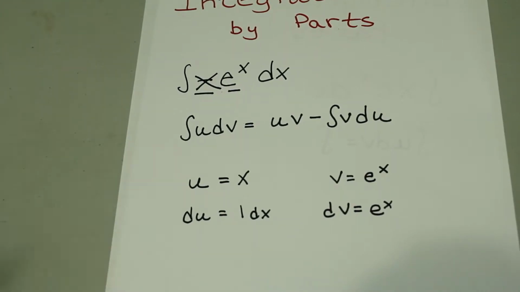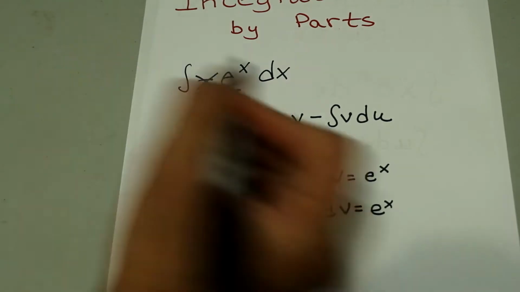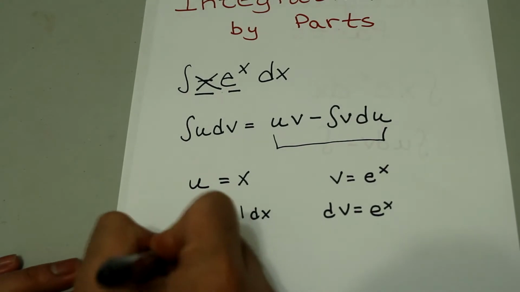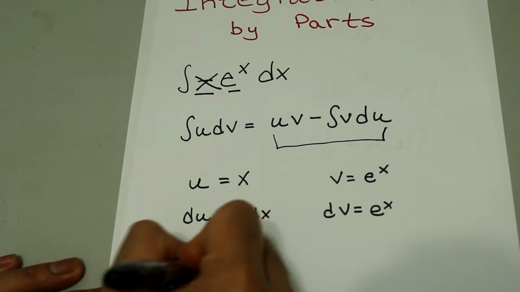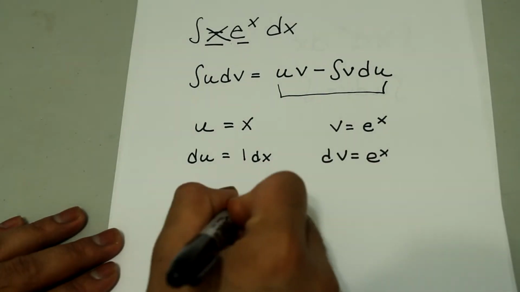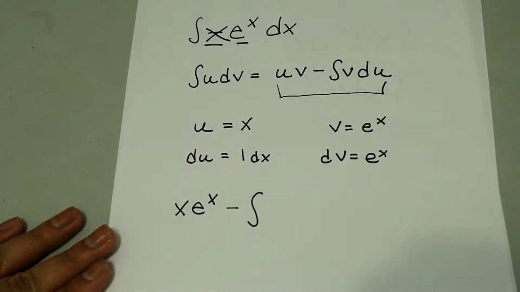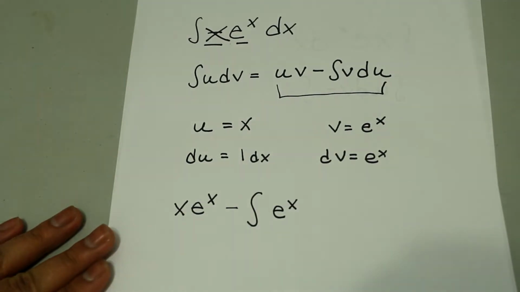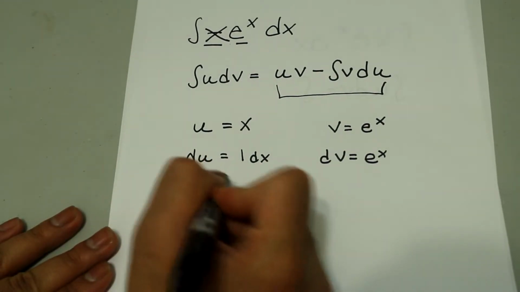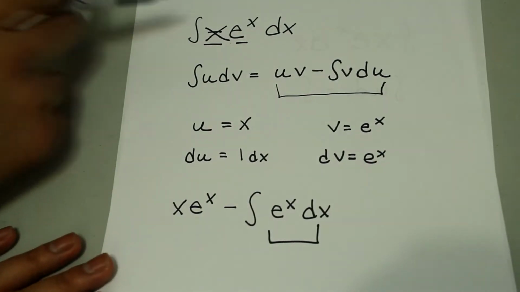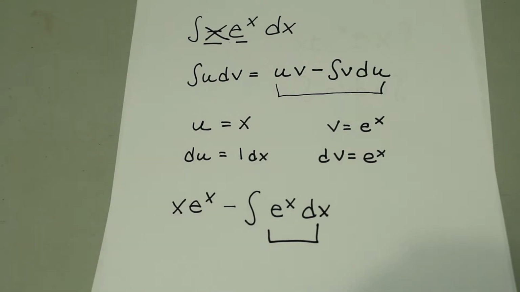So now, since we have the variables identified, we can use this part. uv is x times e to the x, minus integral of v, which is e to the x, times du, which is just dx. Now this part is so much simpler to integrate than this. We know that the integral of e to the x dx is just e to the x.